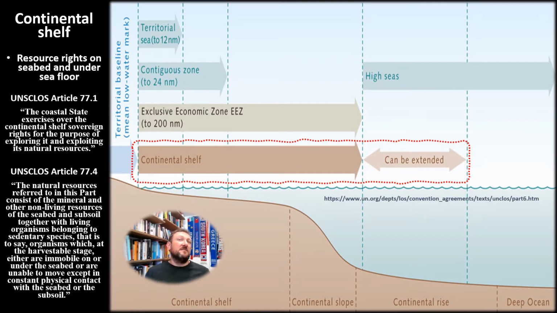In addition, a state can also claim rights over its continental shelf, to the end of the continental margin where the shelf drops off into the ocean. Now, a continental shelf claim can extend to either 200 nautical miles offshore or to wherever the shelf ends, whichever is greater in extent. In contrast to an EEZ, a continental shelf claim entitles a state to exploit resources on the seabed and under the sea floor, but not in the water column.